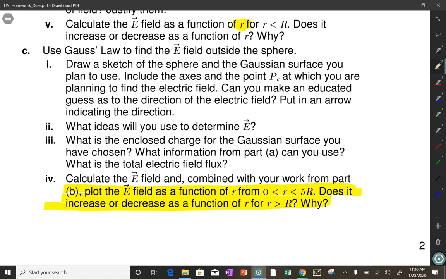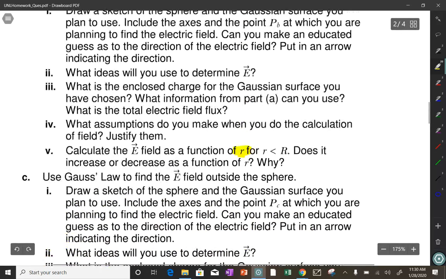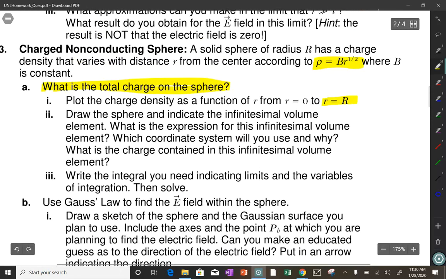Because I've had a lot of students who forget the plots. You had a plot up at the top as well, plotting the charge density up here. So there's two plots, one the charge density and one the electric field.